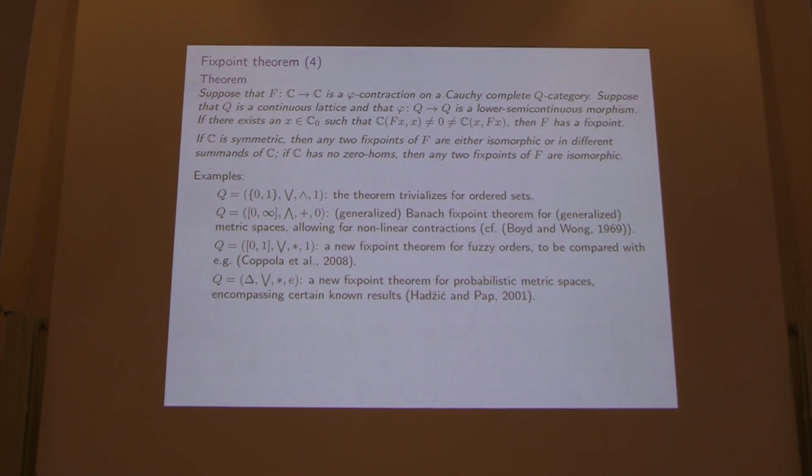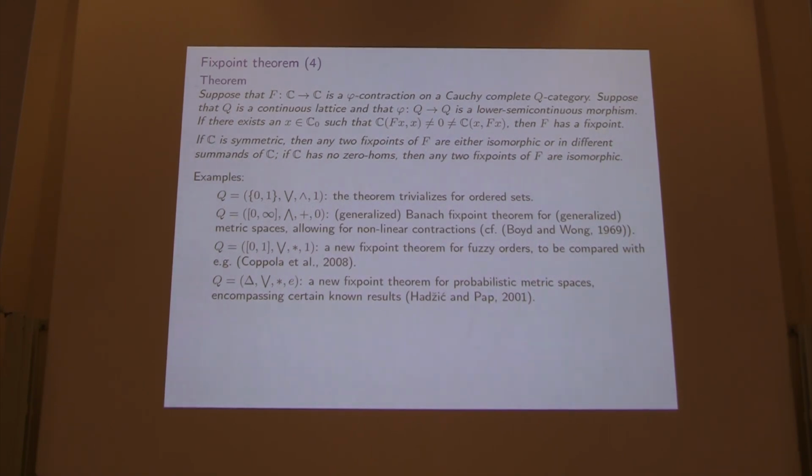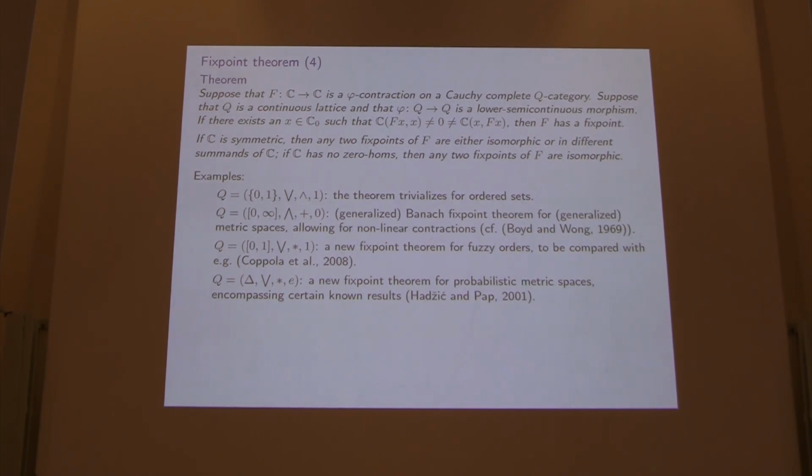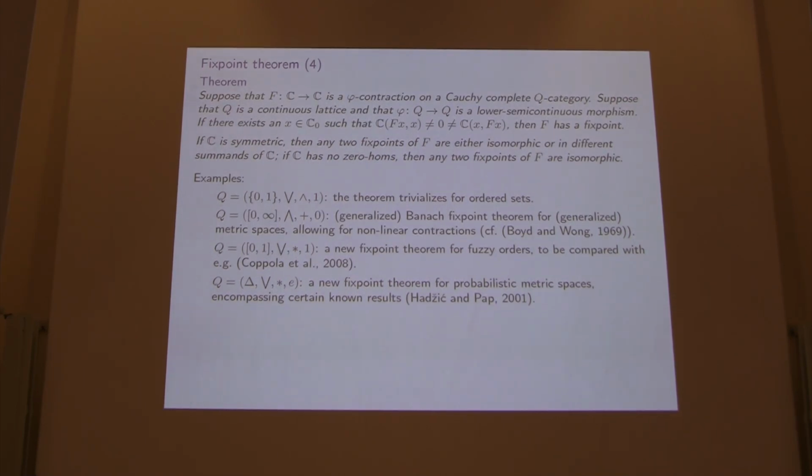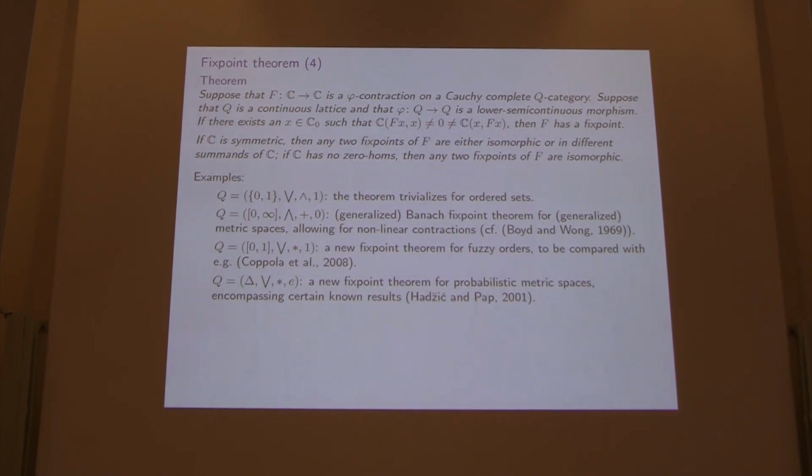The examples, well, in ordered sets, everything trivializes, because part of the hypothesis then says that there is a fixed point. But if you carry out the theorem anyway, then you will notice that indeed this Picard iteration will go to the fixed point that you start with. For metric spaces, we find Banach's fixed point theorem with the Banach contraction, so with phi of t equals k times t. And we find also a generalized version which was proved in the 60s by Boyd and Wong for non-linear contractions.